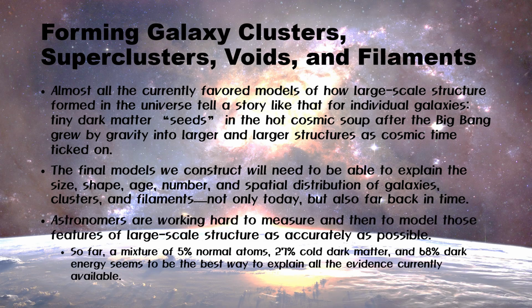So astronomers are working very hard to measure and then model these features of large-scale structures as accurately as possible. So far, a mixture of about 5% normal atoms, 27% cold dark matter, and 68% dark energy seems to be the best way to explain all the evidence we currently have available.